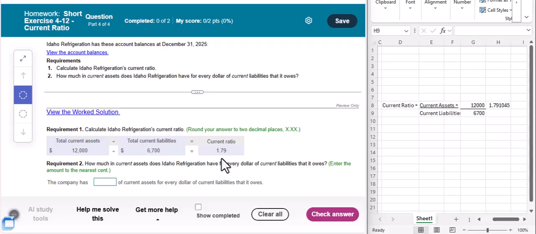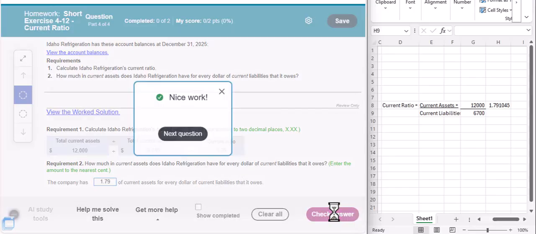Well, it technically depends on the industry that the company is in. Different industries have different types of ratios, so always compare to the industry average, which you can find online, versus a competitor. But the general rule of thumb is you definitely want the amount of current assets to be higher than the current liabilities. So let's input our answer of 1.79. The company has 1.79 of current assets for every dollar of current liabilities that it owes. Well, let's have a look. Nice work.